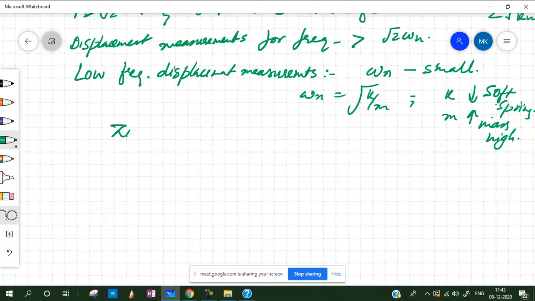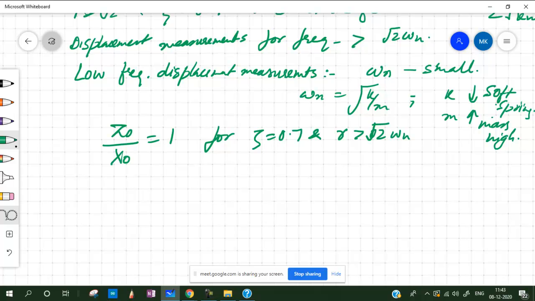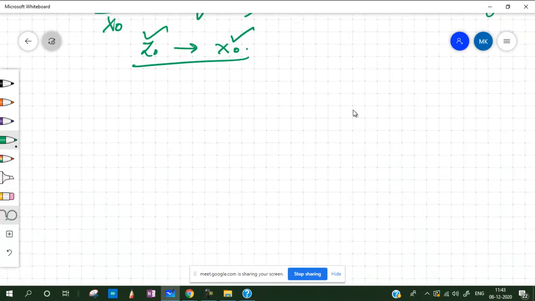So 1 for zeta equal to 0.7 and r greater than root 2, so which means z naught will correspond to x naught. So whatever will be the input amplitude of the vibrating object, we can easily correspond it to whatever output we are getting from the transducer, or the amplitude of that transducer signal, transducer output. Fine.